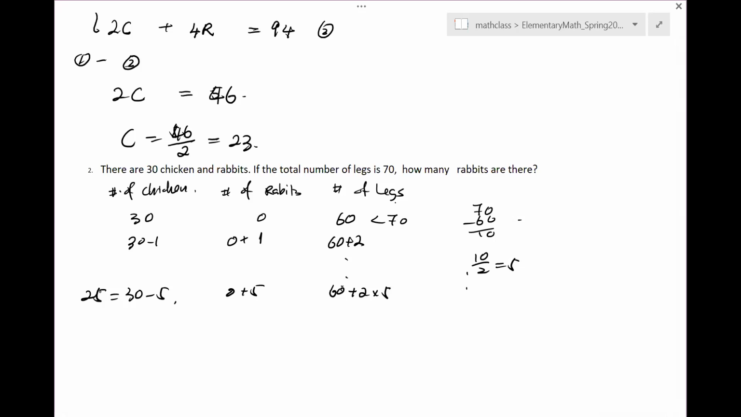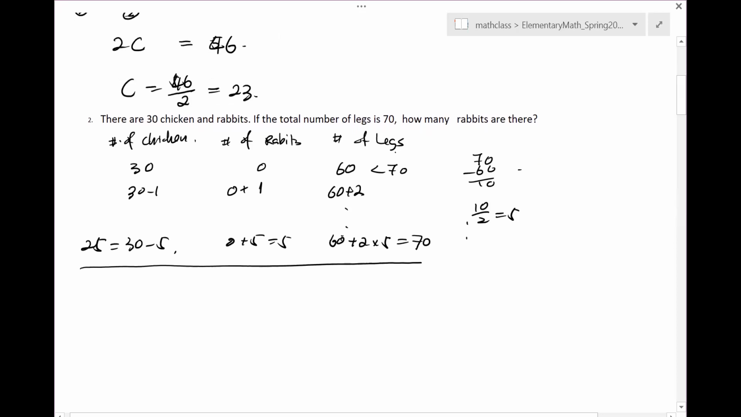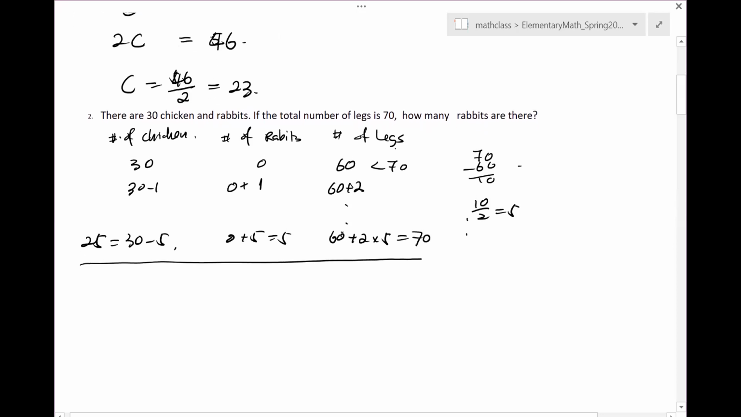Okay, so there'll be 25 chicken and 5 rabbits. Okay, so the answer will be clear, right? So there'll be 25 chicken and 5 rabbits. Okay, good, Mark.